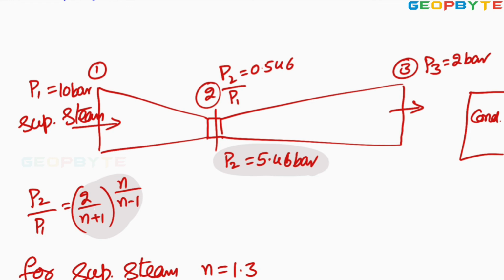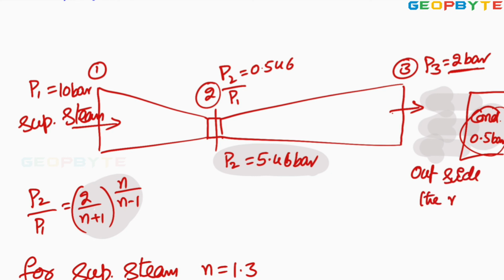Assume this condenser is maintaining the pressure, let it be 0.5 bar. That condenser pressure will be acting as a back pressure for the steam nozzle. Remember, even if the back pressure is less than the design pressure, the steam pressure is dropping in the nozzle only from 10 bar to 2 bar. The remaining pressure drop takes place outside the nozzle.